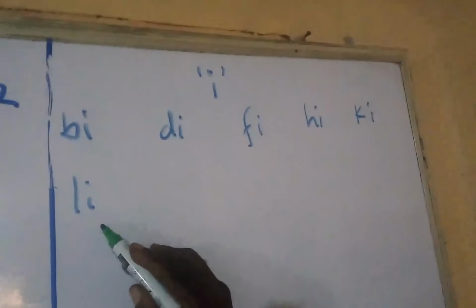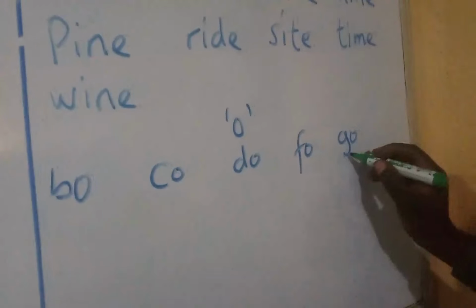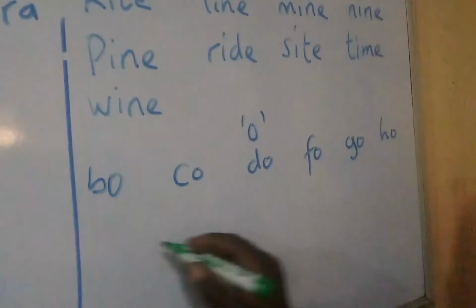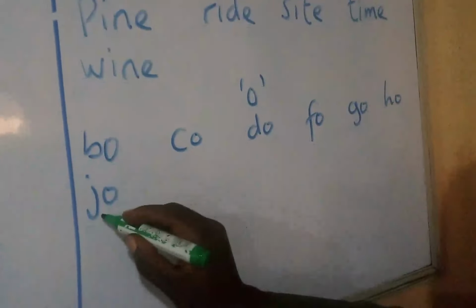This is bo, ko, do, fo, go, o, jo, lo, mo, no, po, ro, so, to, vo, and zo. So what will be the practice of this?